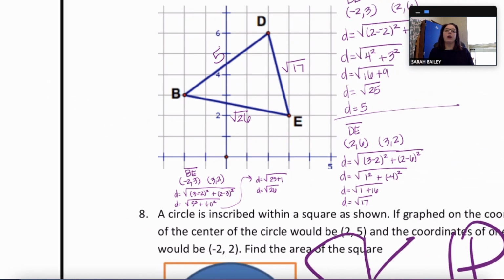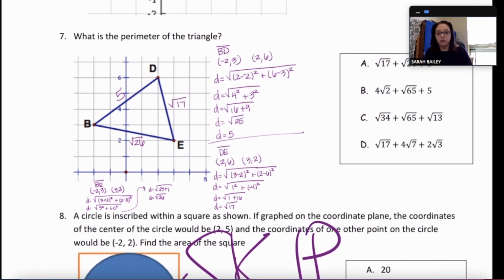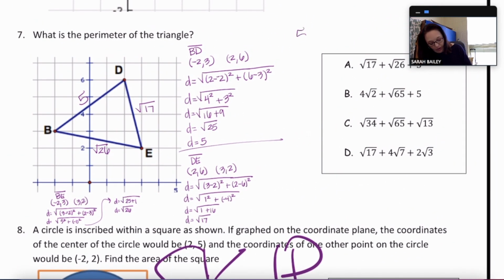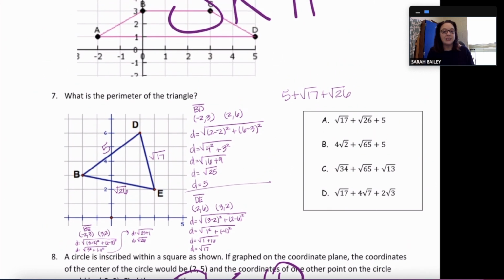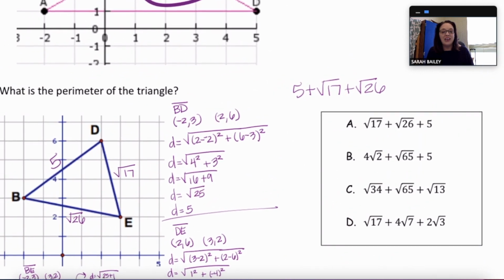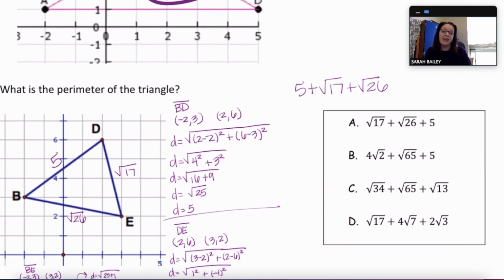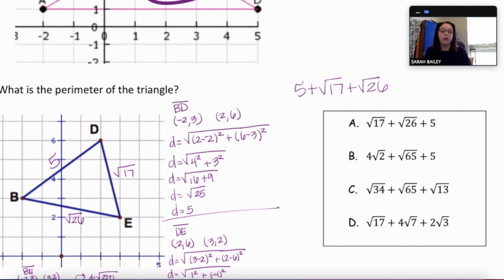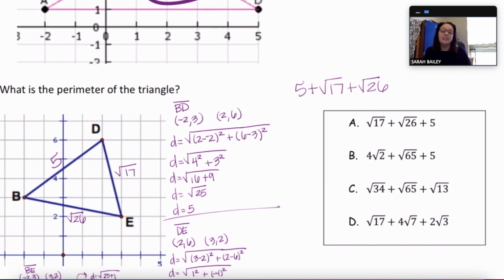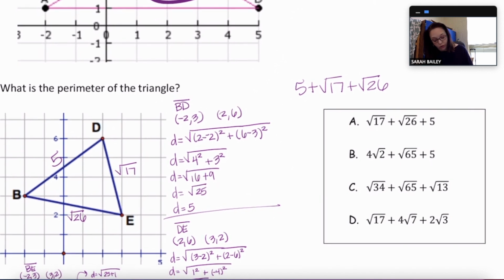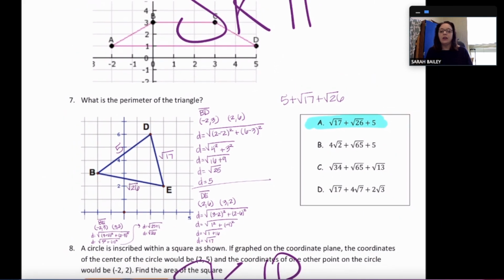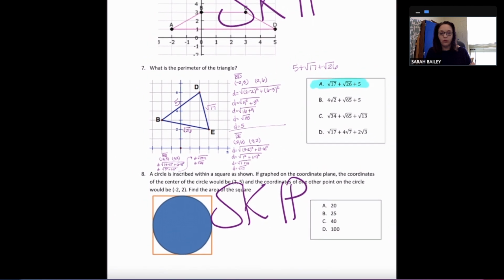All right, so now when I find the perimeter of this triangle, I'm going to do 5 plus the square root of 17 plus the square root of 26. And we can see that answer choice A has those same 3 quantities being added, although it is in a different order. So this is going to be choice A. Okay? And then again, I said that we can skip over number 8.